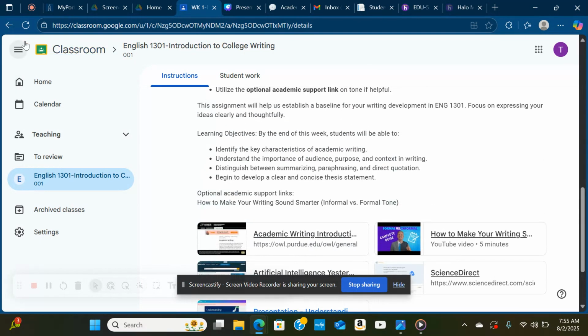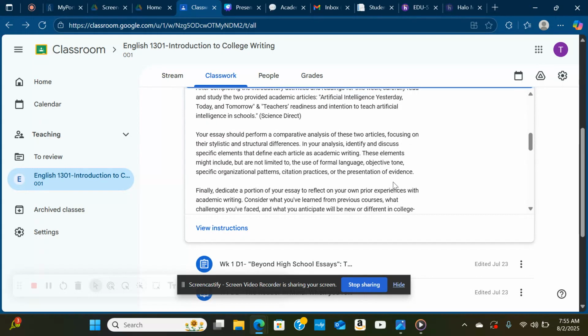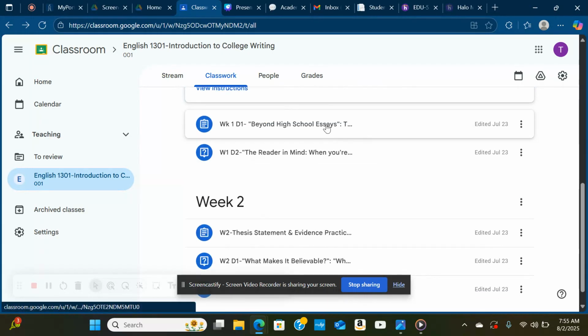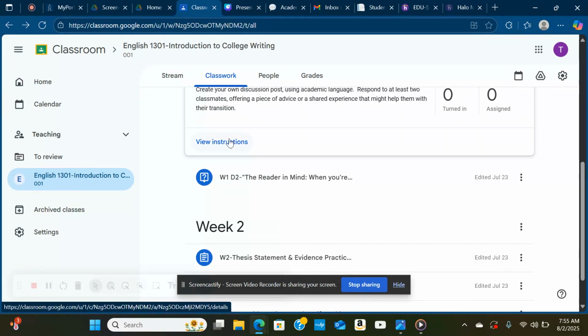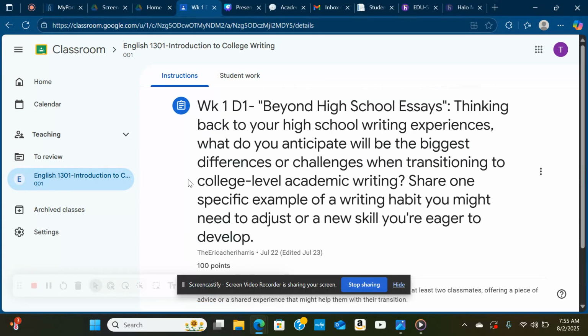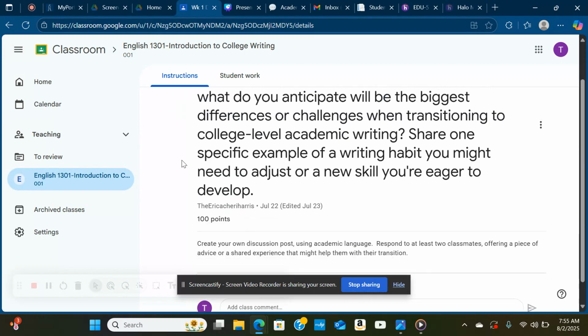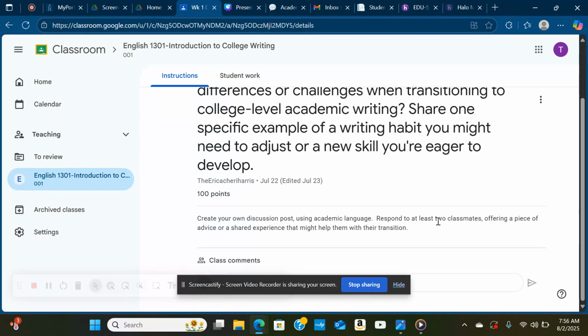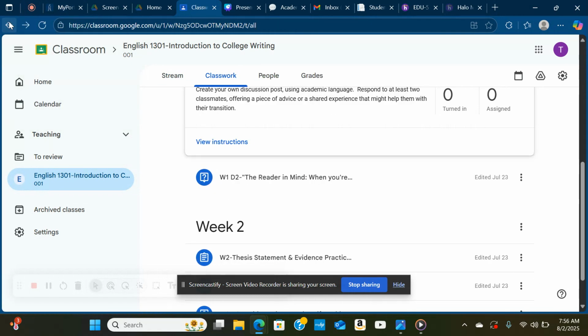Okay. Going back to the discussions for week 1. The first one is thinking back to your high school experiences. What do you anticipate will be the biggest differences or challenges when transitioning to college level academic writing? Share one specific example of a writing habit you might need to adjust or a new skill you're eager to develop. And then it tells them to use academic language, respond to at least 2 classmates.